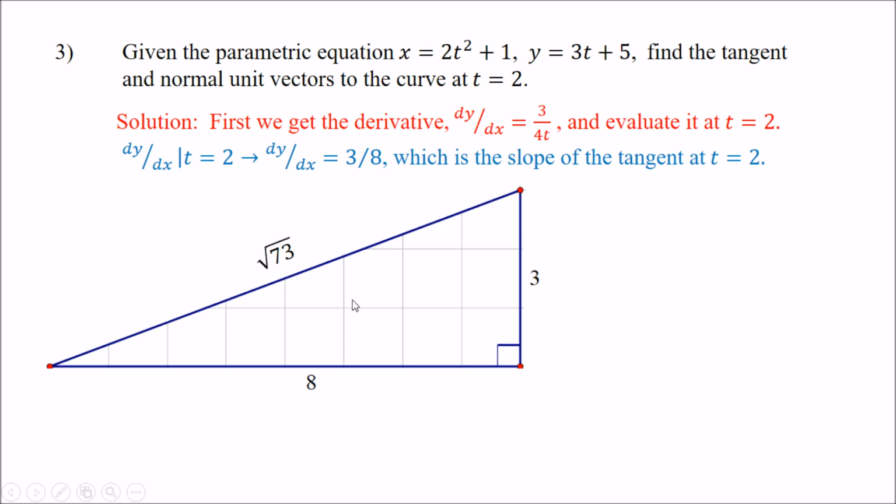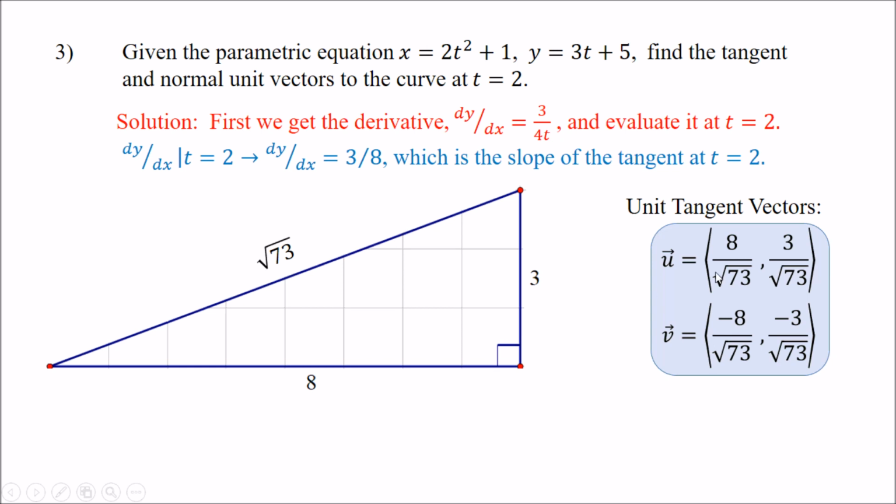So the magnitude of this vector, starting in this lower left corner and working towards the upper right, is the square root of 73. I want the magnitude to be 1. So what I need to do is divide my horizontal and my vertical components by the square root of 73. So what I'm in essence doing is taking a dilation of this triangle where I'm shrinking it by a factor of the square root of 73. That would make this hypotenuse 1. So if I divide each side of this triangle by the square root of 73, the hypotenuse is now 1, which makes it a unit vector.